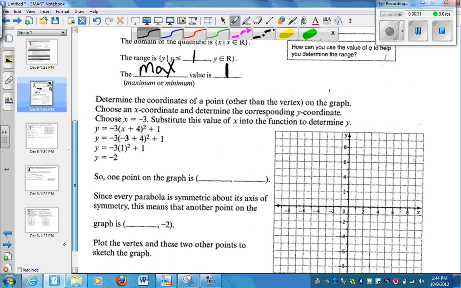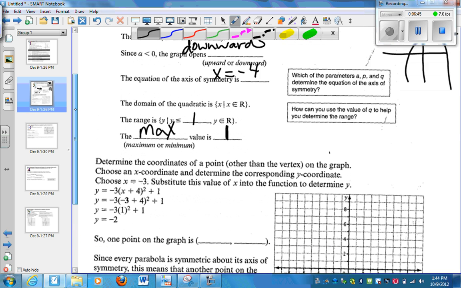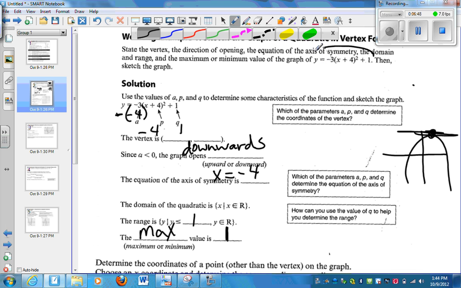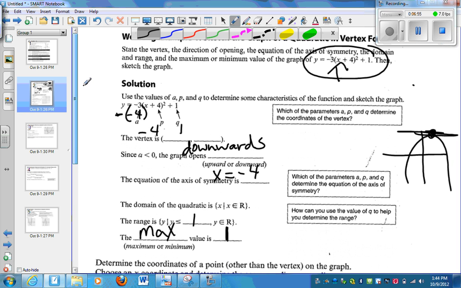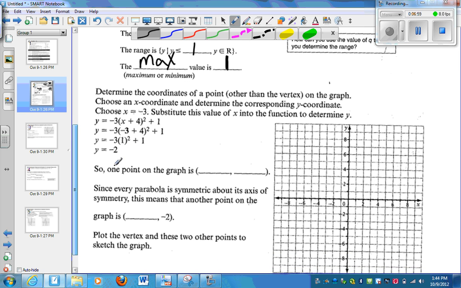So this is another thing that's difficult. Determine the coordinates of a point other than the vertex on the graph. Choose an x coordinate and determine the corresponding y. So here they said, well, what happens when x equals -3? What they did is they took the formula given to us, and whenever they saw x, they put in a number, and they chose -3, and then it spit out a y. So it spit out a point. Okay, so they sub this in, and they got -2. So there's a point at -3 and -2.